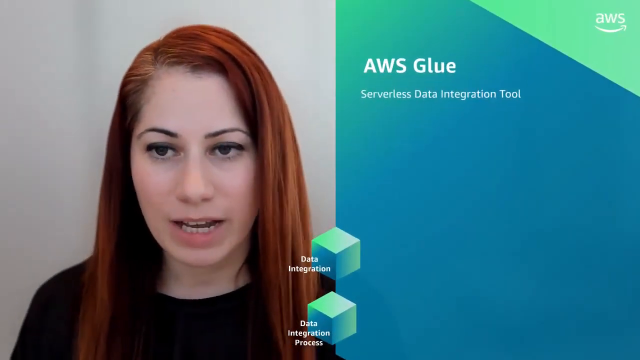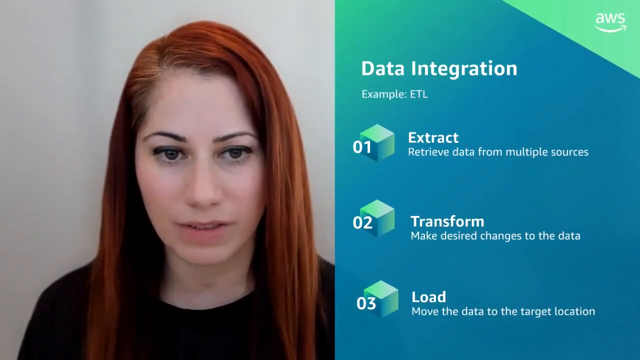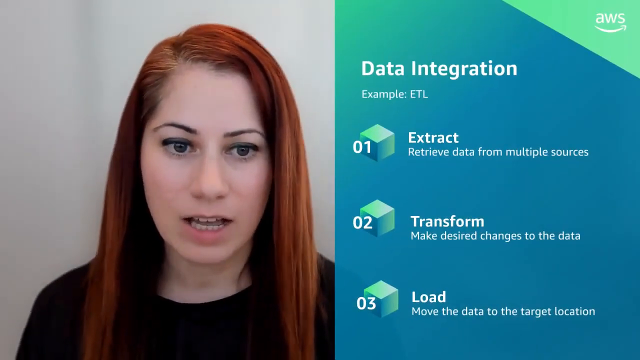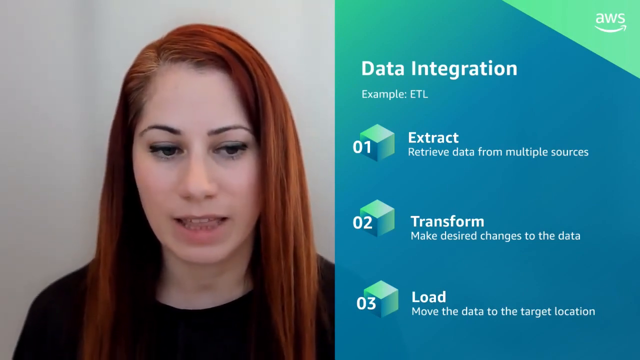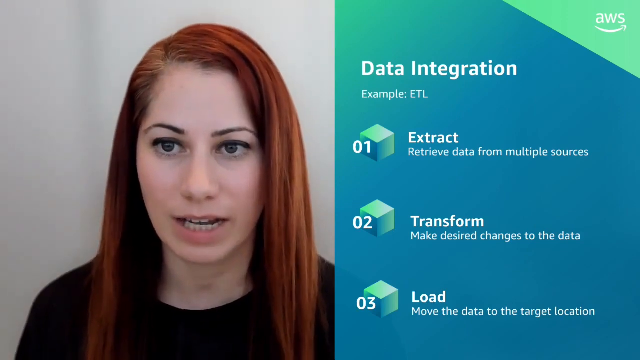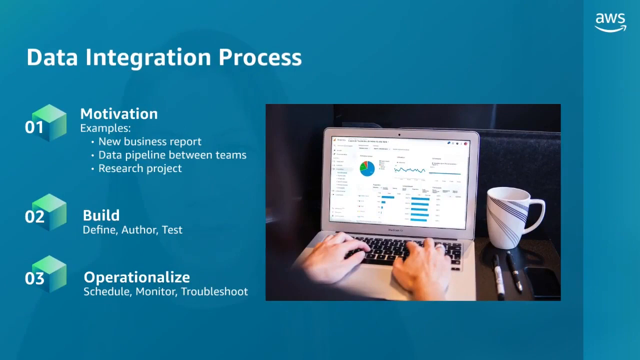AWS Glue is AWS's serverless data integration tool. One example of data integration is ETL, which means extracting data from multiple sources, transforming it, and then loading it into the target database. The motivation for conducting data integration pipelines can be triggered by a variety of reasons. Some common examples are a manager requesting a BI dashboard for product insights, or data scientists conducting a research project.